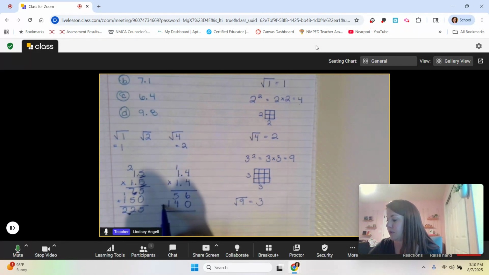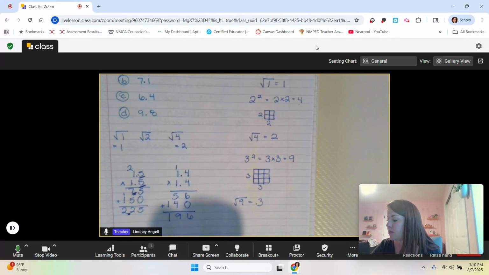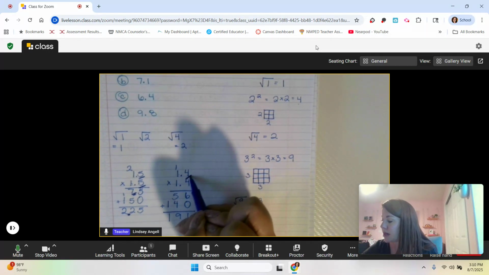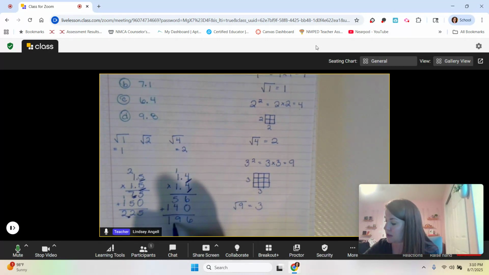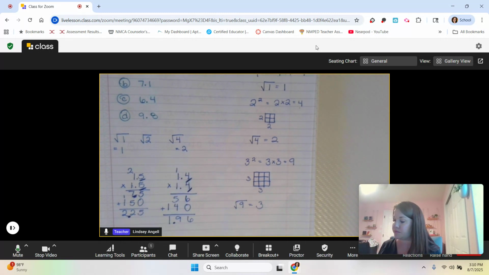Then I'm going to add those together. 6 plus 0 is 6. 5 plus 4 is 9. And then we just have that 1. We'll bring it down. Once again, we had 2 numbers behind the decimal in our problem, so we'll have 2 numbers behind the decimal in our answer.